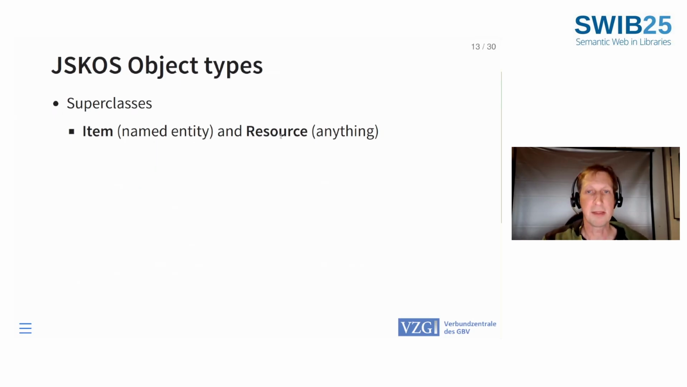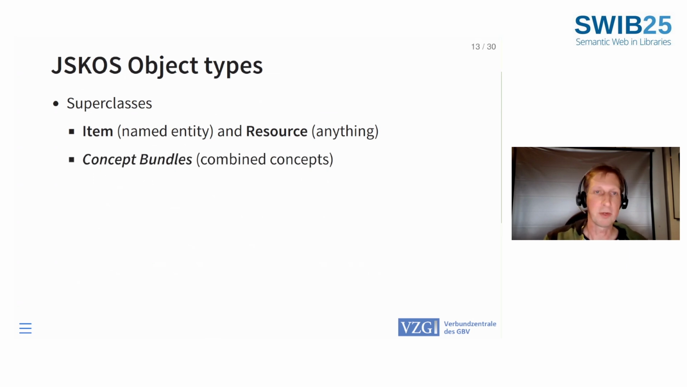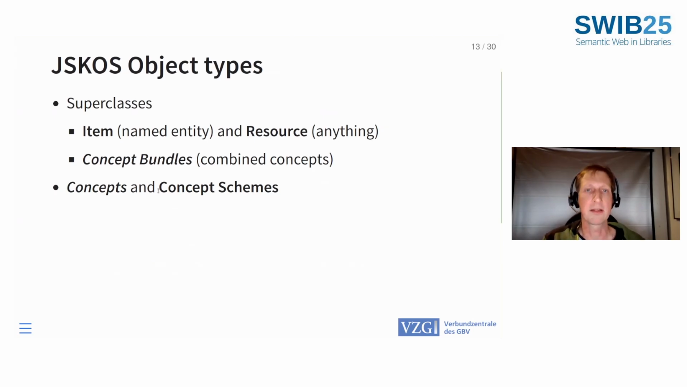For instance, a database is a resource or an item, because this format is not about databases in particular, but it's more about concept and concept bundles. So this concept bundle superclass I showed with an example. So combination of concepts. Then there are core concepts, and there are concept schemes. I won't show an example now. But a concept scheme is like a whole classification or a whole ontology, so information about a vocabulary.